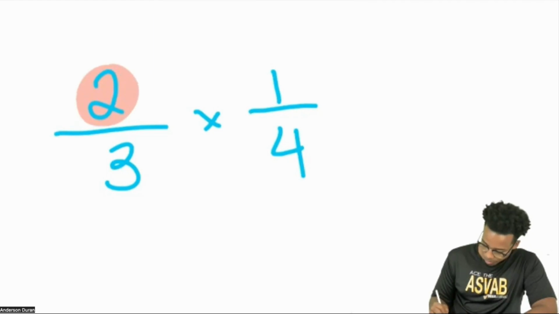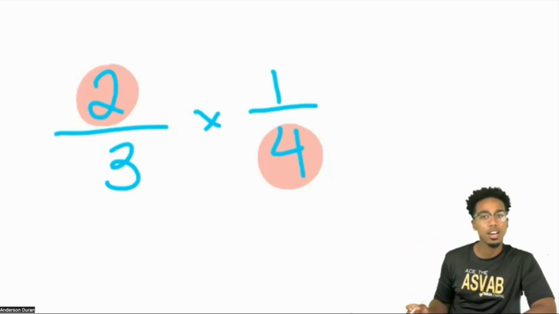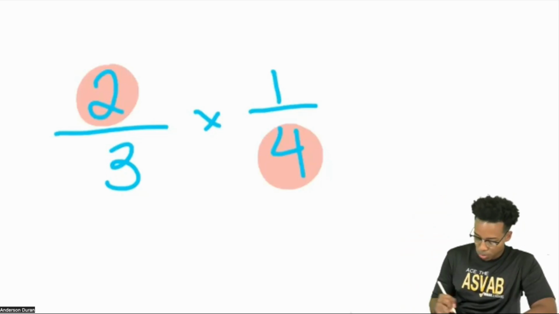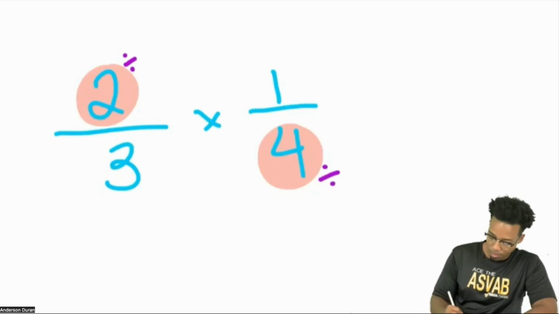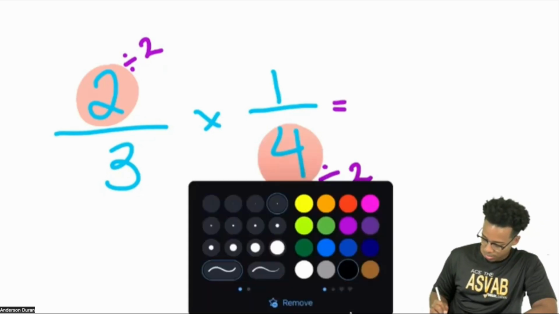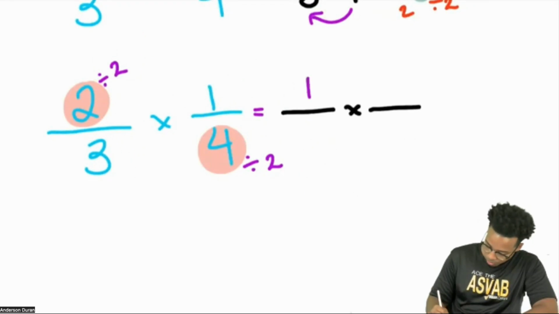2 and 4. I can simplify them. One of them's on the numerator, the other one's on the denominator. Everybody, 2 and 4 are both divisible by what again? They're both divisible by 2. If I were to do it this way, check this out, my party people. I turn this problem into 1 over 3 times 1 over 2.